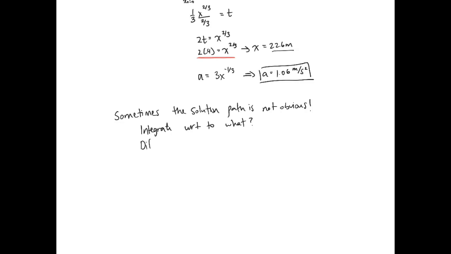This question really highlights that sometimes the solution path is obvious, and sometimes the solution path is not super obvious. I'm going to write this down. Sometimes the solution path is not obvious. So you have to really ask yourself, integrate with respect to what? Differentiate with respect to what variables?